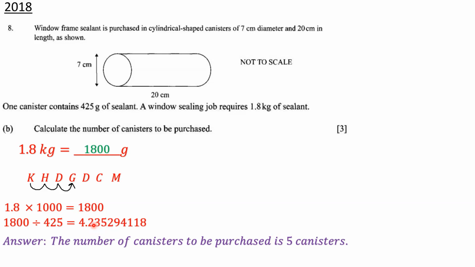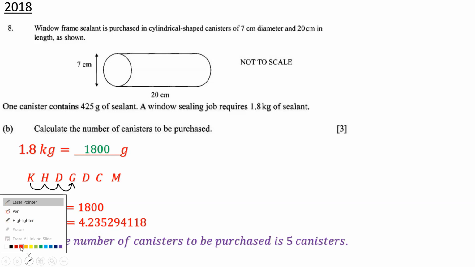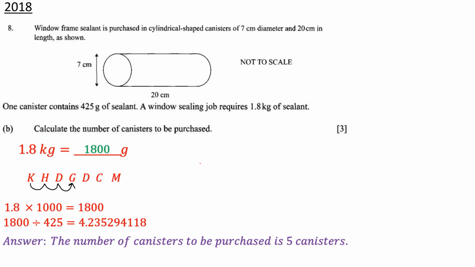But when we're looking at the number of canisters, we can only deal with whole numbers, right? Because you can't have 4.235 canisters. These are whole stuff. So you could have 1 of them, 2 of them, 3 of them, 4 of them, or 5 of them, but you can't have 4.235 of them, right? Just like bags of cement. You have 1 bag of cement, the next bag, the next bag. You can't have 4.235 bags of cement. It's a decimal. We're only looking at whole bags, right?